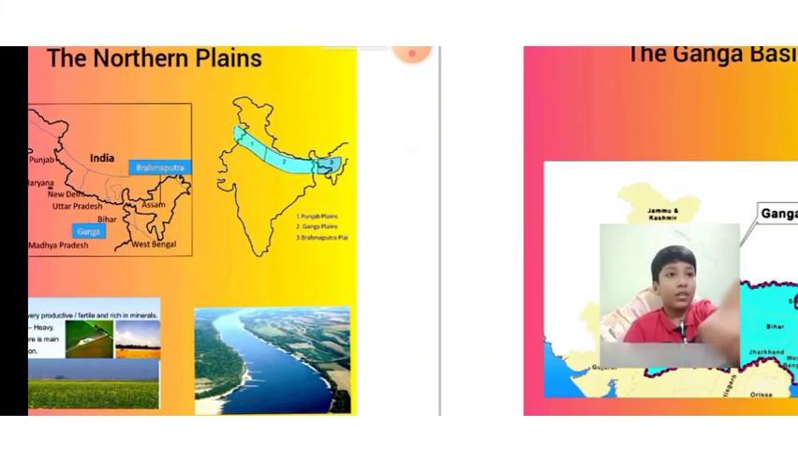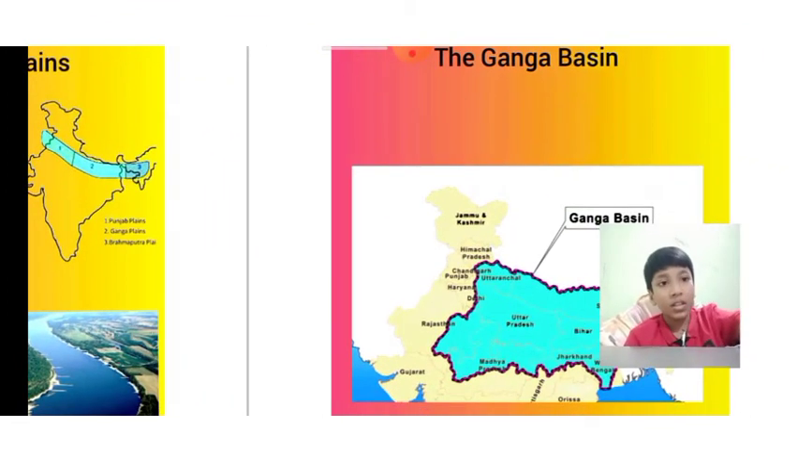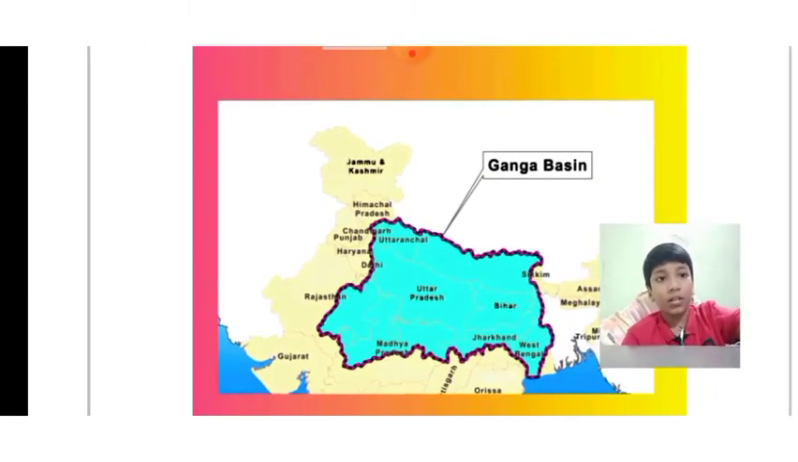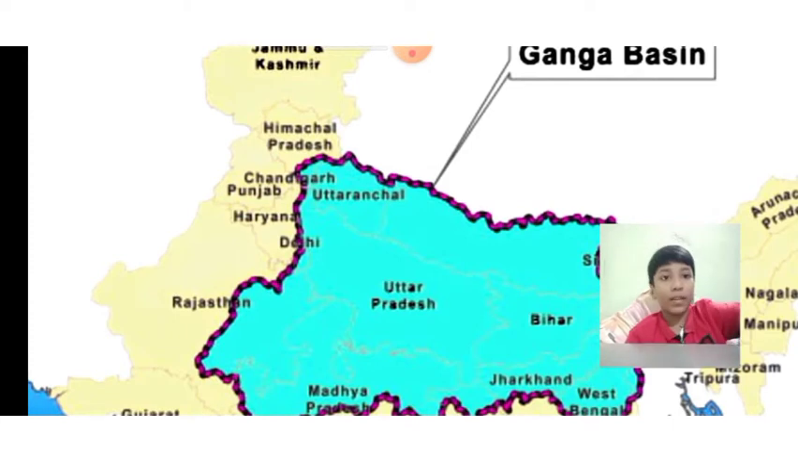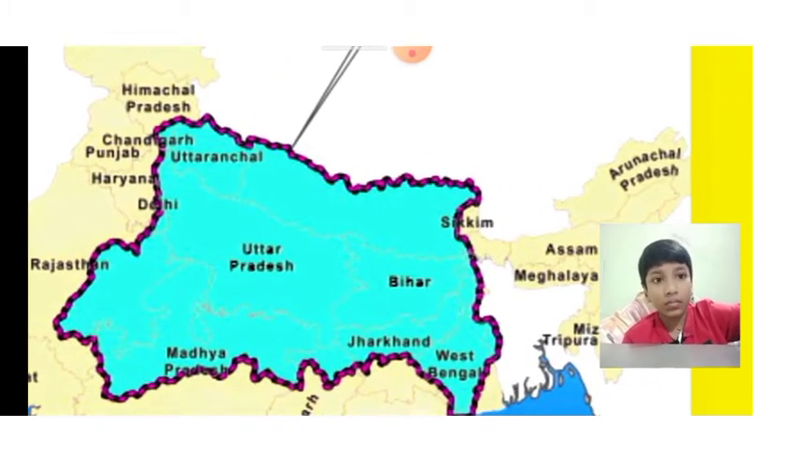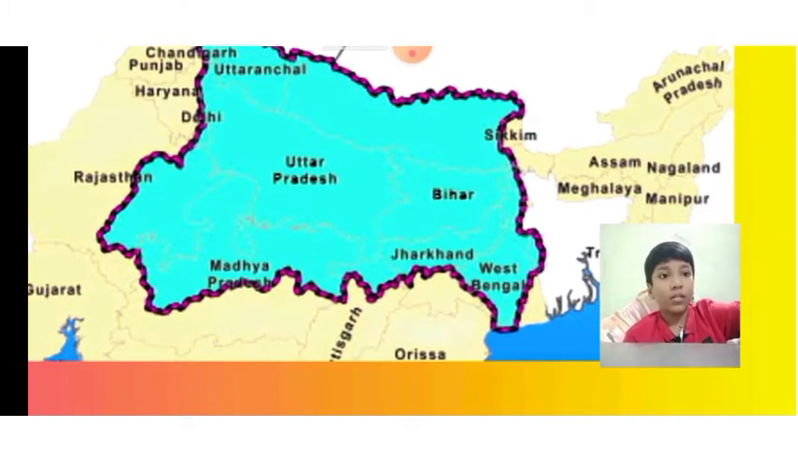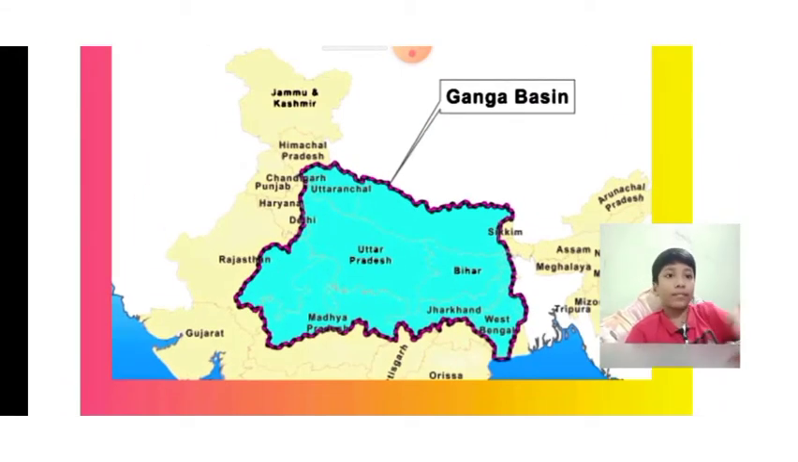Now first we will see about the Ganga Basin. See this border, the blue area, that is the Ganga Basin. See, this is the Ganga Basin. It covers mainly Uttar Pradesh, Bihar, Jharkhand, West Bengal and part of Madhya Pradesh.